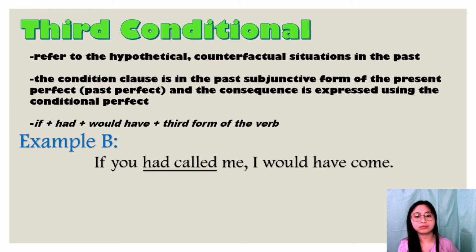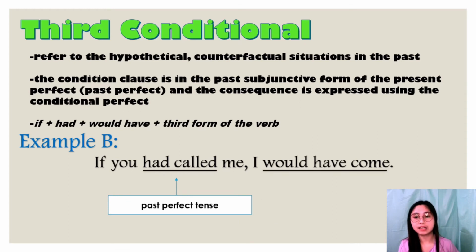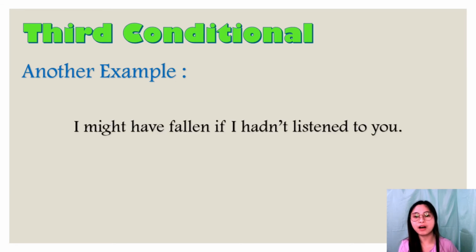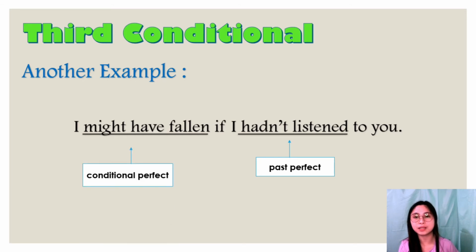The condition, if you had called me, uses the past perfect tense, and the consequence, I would have come, uses the conditional perfect. We have here another example. I might have fallen if I hadn't listened to you. The condition, if I hadn't listened to you, uses the past perfect, and the consequence, I might have fallen, uses the conditional perfect. Note that in this example, our condition follows our consequence. So it could also be expressed in this way.